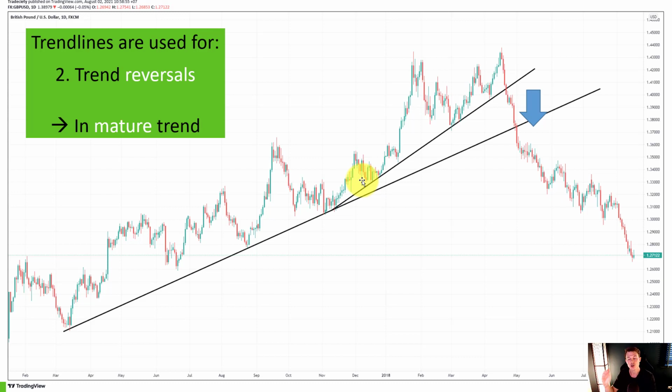However, again, context matters. And where do you want to look for trend reversals? You want to look for trend reversals in mature trend lines. So after the trend line has been established for quite a while. And you also want to look for a trend line break and a trend line reversal after the market has been trending for a long time.